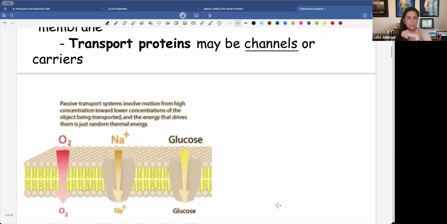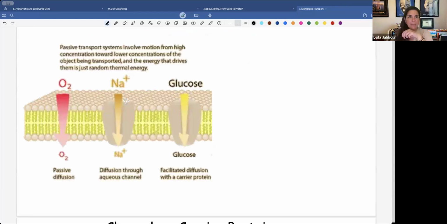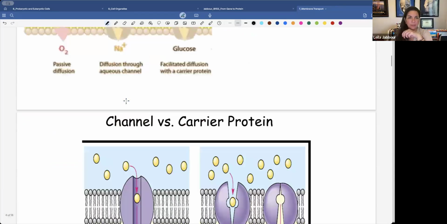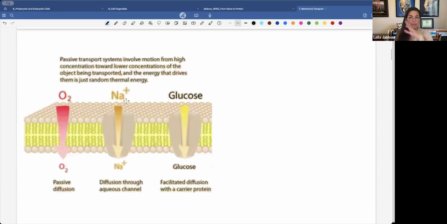Here we go. So let's talk first about passive transport. Here are three types of passive transport, and you need to know all three types. Passive transport will take place when we have more of a solute on one side of the cell than on the other, so we end up with what we call a gradient. Passive transport involves motion from high concentration towards low concentration of the solute being transported, and the energy that drives them is just random thermal energy. So we go from high to low, and that's called a gradient.